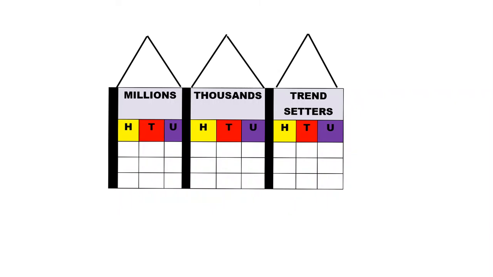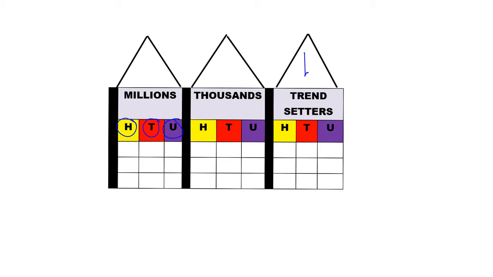When we read and write numbers, there is a pattern in them. Once we understand that pattern, we can read and write numbers of any size. I like to divide them into houses, and in each house we have the hundreds, the tens, and the units, and they are repeated in every house. So all that you need to remember is the different house names.